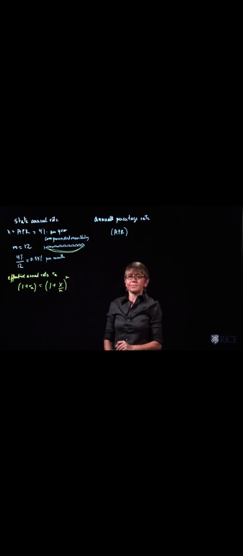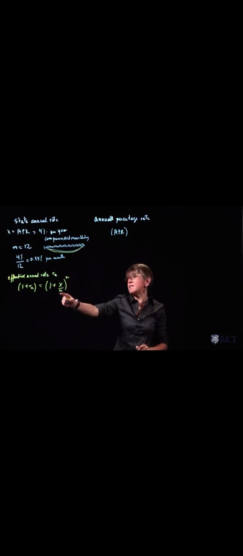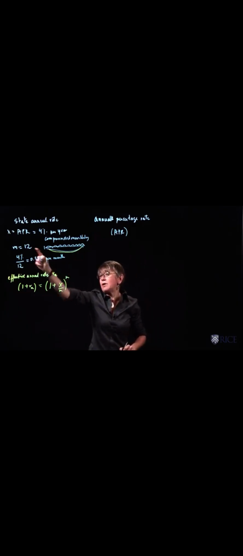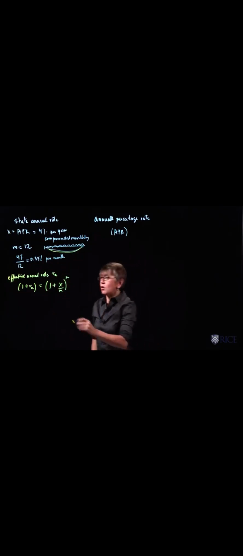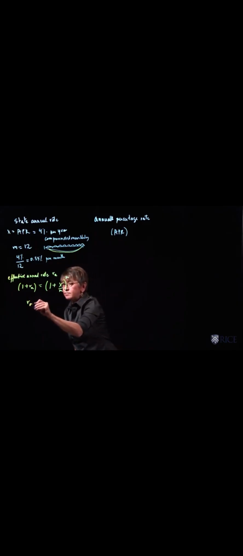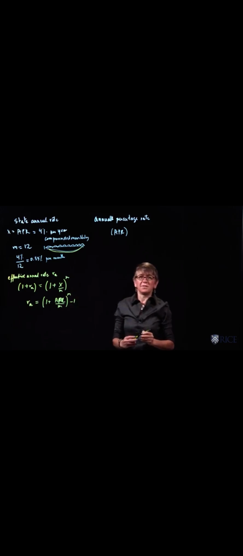Where M is how many times it's being compounded, and X is the stated annual rate. Or in other words, the effective annual rate is (1 + APR/M)^M - 1.